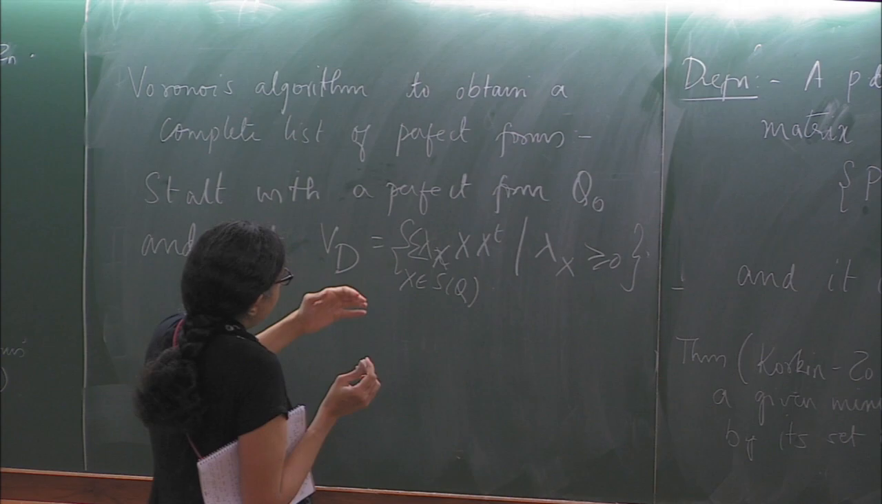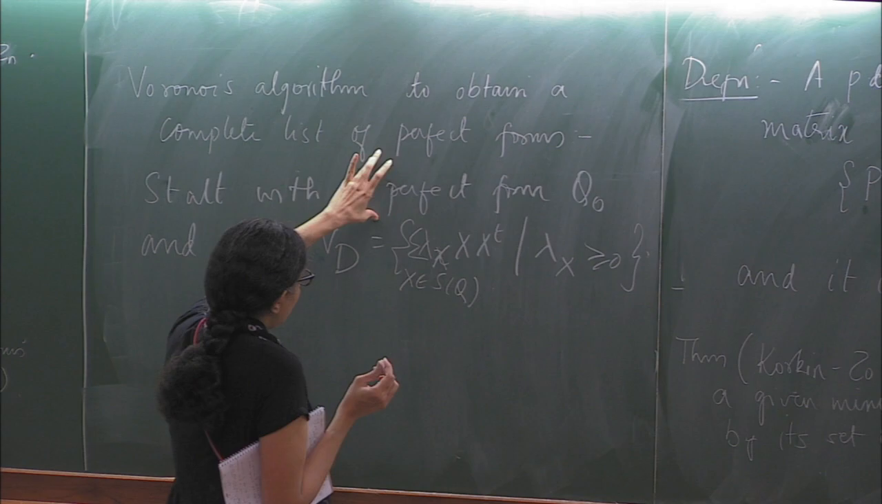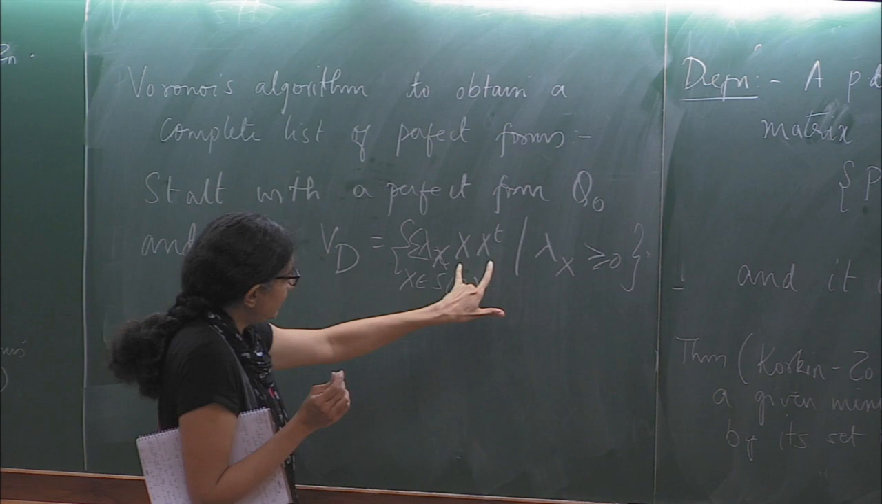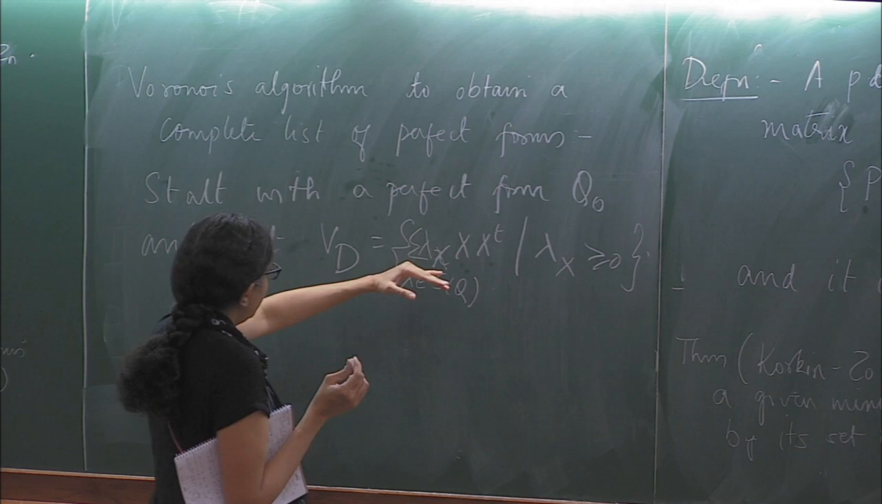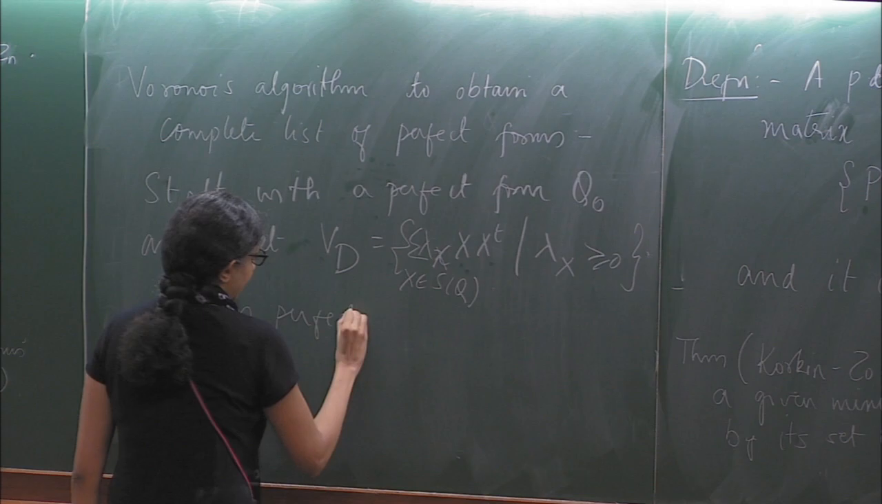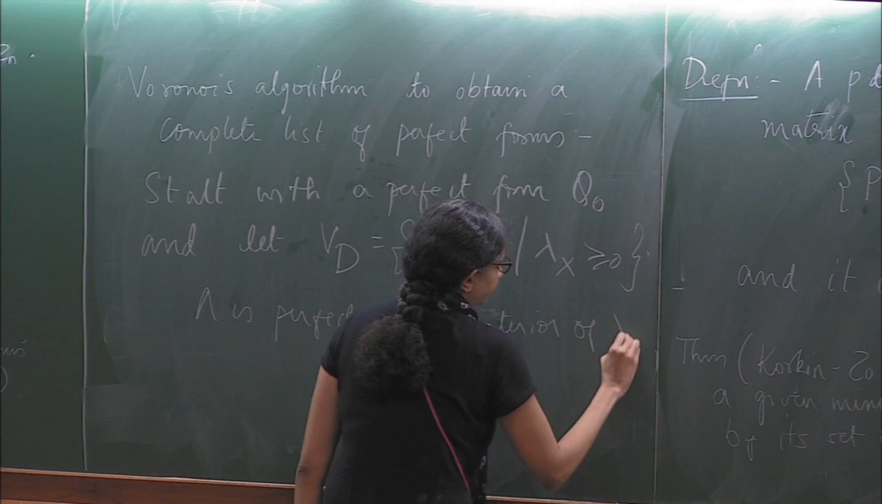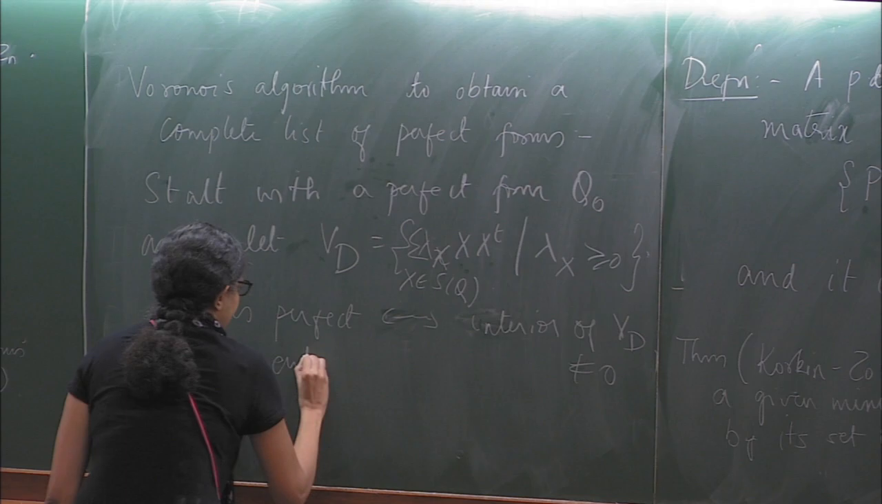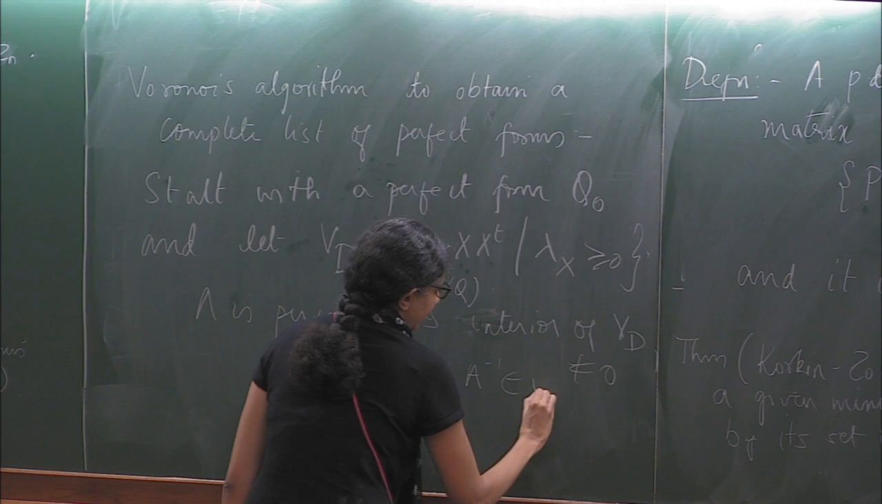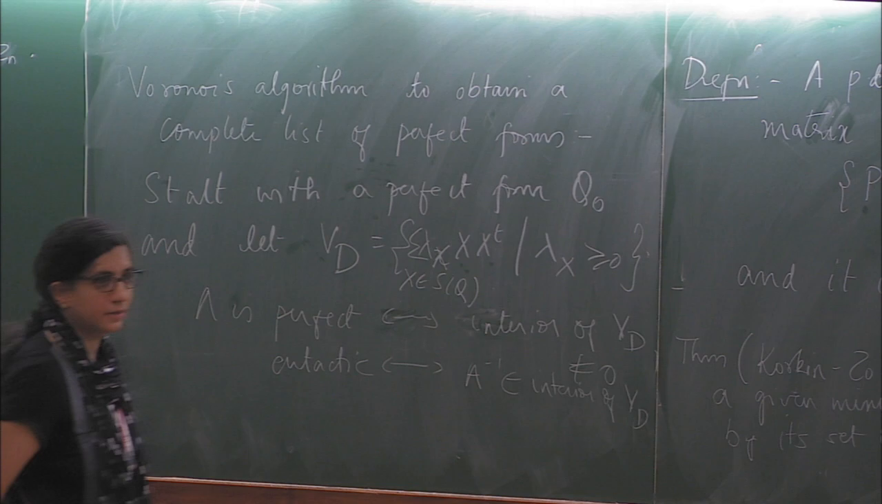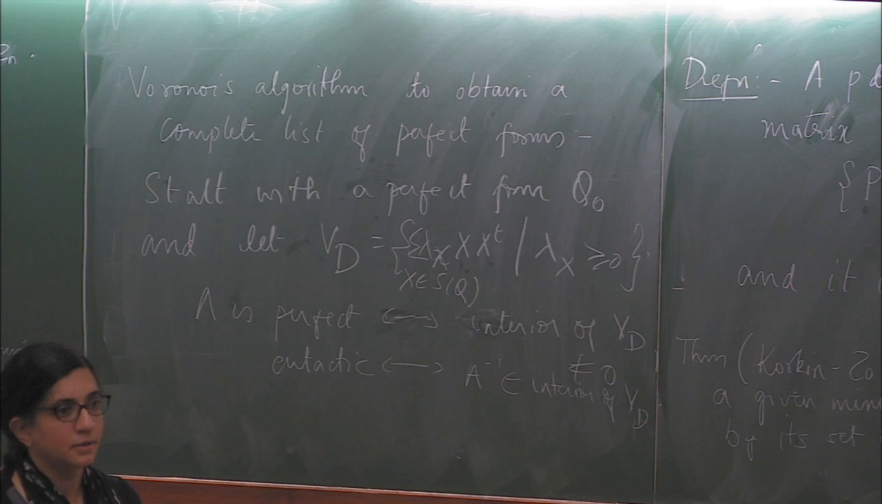And saying that a lattice is perfect amounts to saying that the interior of this domain is non-empty, right? Because these matrices span the space of symmetric matrices. So lambda is perfect is equivalent to saying that the interior of VD is non-empty, and saying that it is eutactic is the same as saying that A inverse belongs to the interior of VD, in the space of all symmetric n by n matrices.